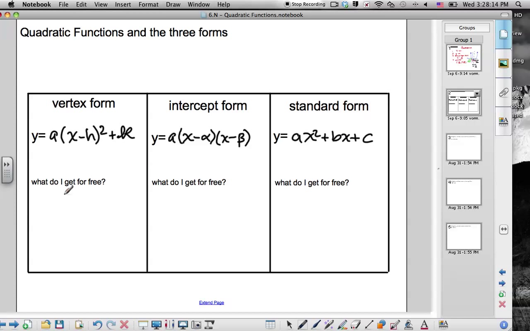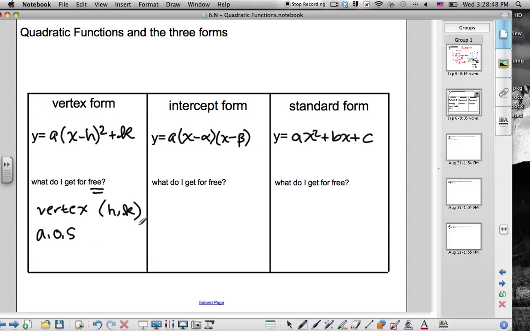Let's talk about some things we get for free. What do I get for free of the Big Four in each form? In vertex form, of course, you find the vertex for free. Anything else? We could find the axis of symmetry really quick.